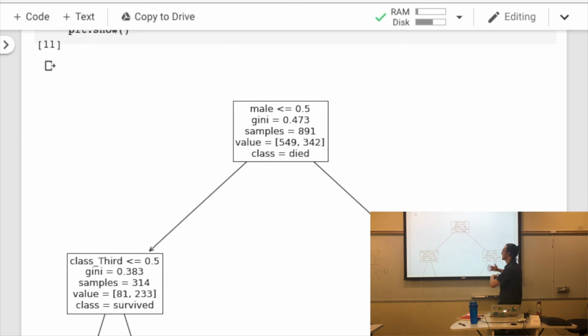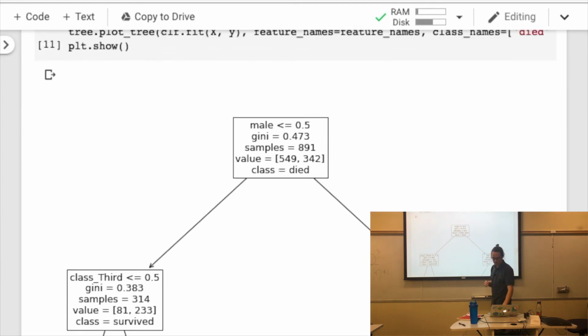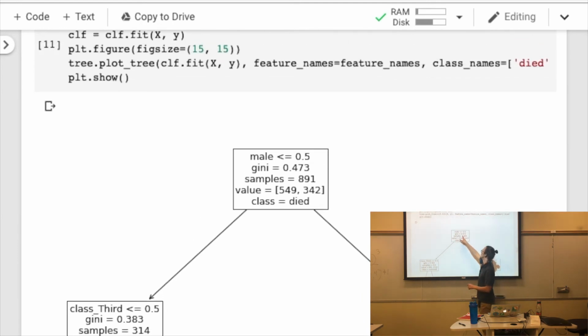Meaning if it's less than 0.5, then that means male is 0, which means it's a female observation that we're looking at. So what we're seeing here is the Gini of this bin, and that Gini is 0.47 because it's very impure. There's a lot of people that survived and didn't survive in this. But I guess this first entry in the list is the number of people who didn't survive or died on the Titanic.